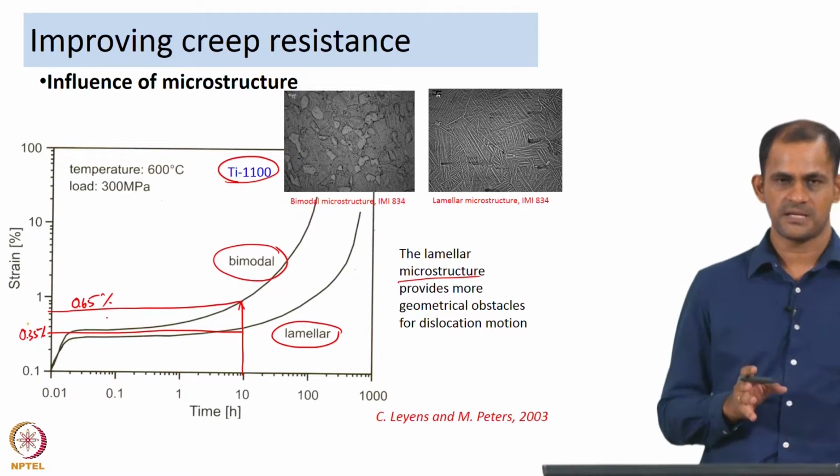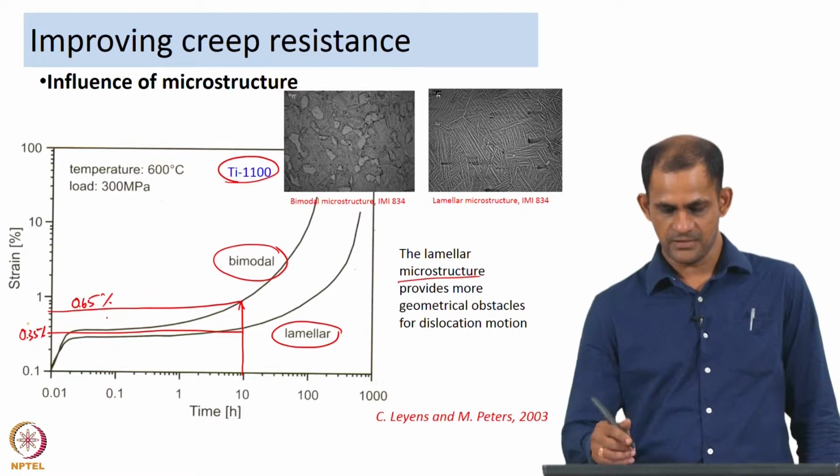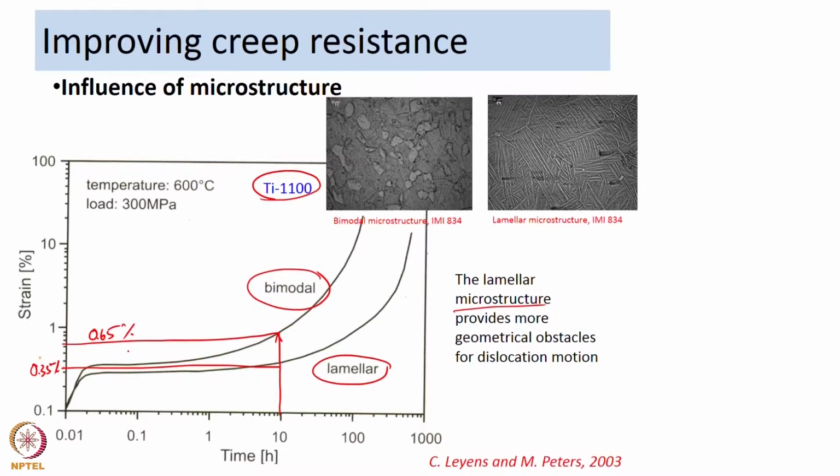Now, the reason for this is that in the lamellar microstructure, as you can see, there is a fine spacing of lamellae and the lamellar boundaries. The boundaries between the lamellae act as geometrical obstacles to dislocation motion. So, the dislocations find it difficult to overcome these boundaries, and as a result plastic deformation is controlled and in the process you have higher creep resistance. On the other hand, in a bimodal microstructure you have this single phase alpha, and you also have this lamellar microstructure.